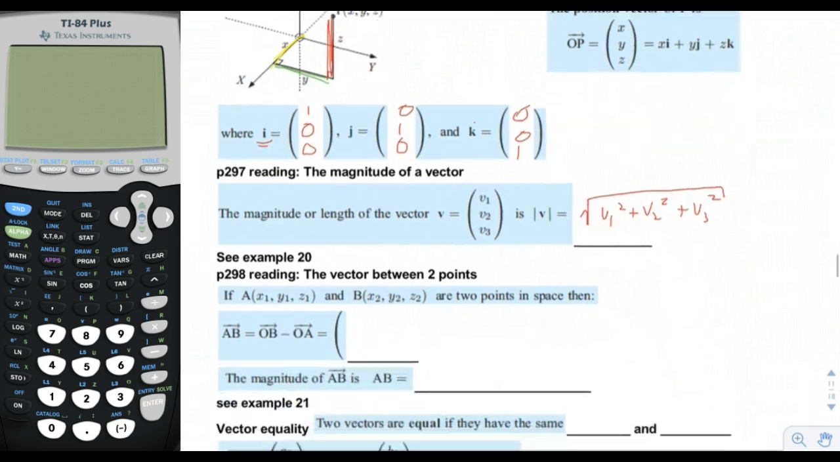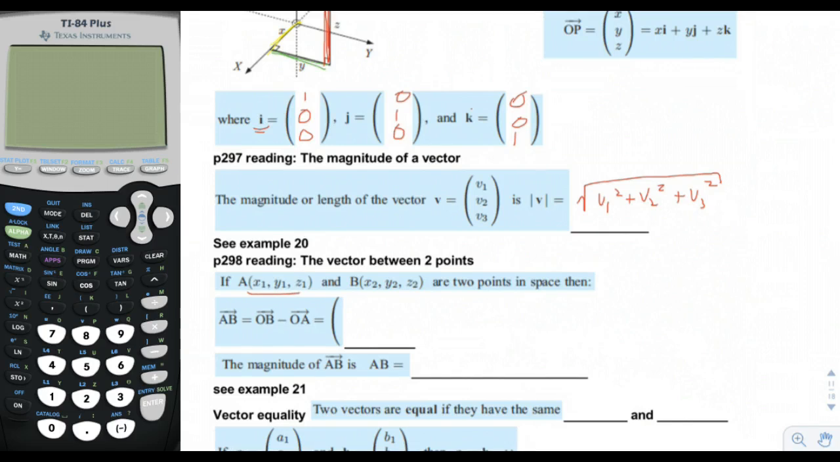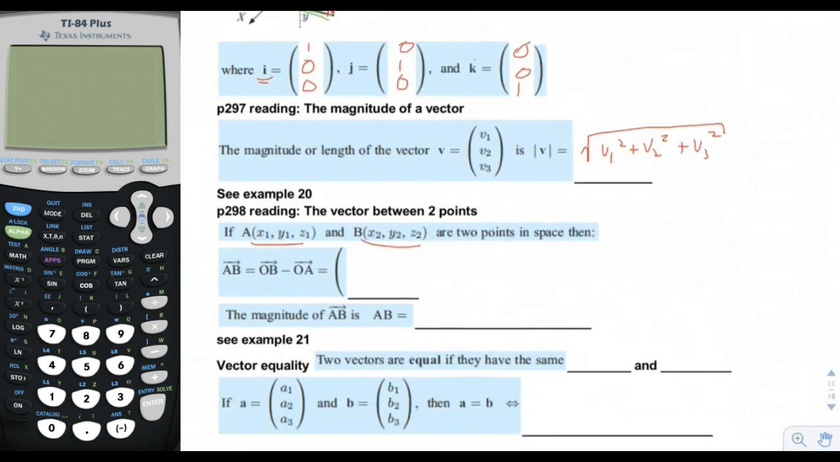Let's see. If point A is (x1, y1, z1) and point B is (x2, y2, z2), and there are two points in space, then you can find the vector AB by subtracting the position vector OB minus the position vector OA. So you would take x2 minus x1, y2 minus y1, and z2 minus z1.